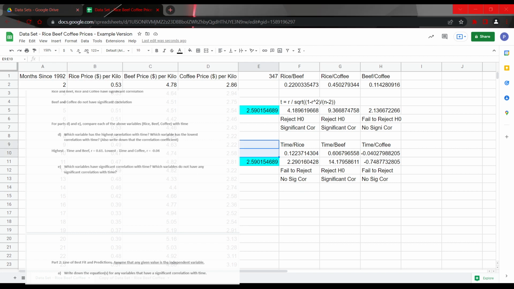Again, I'm just going to repeat that into my data here. Significant is time and beef. Not significant is time and rice or time and coffee. And that is really all I would need you to be able to do for this first part.